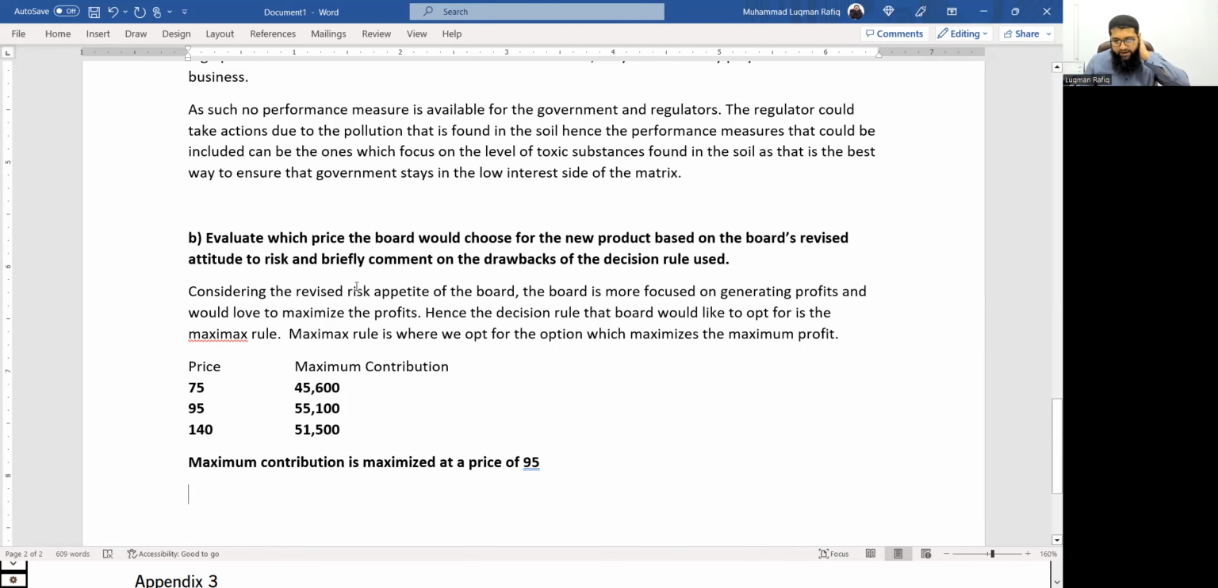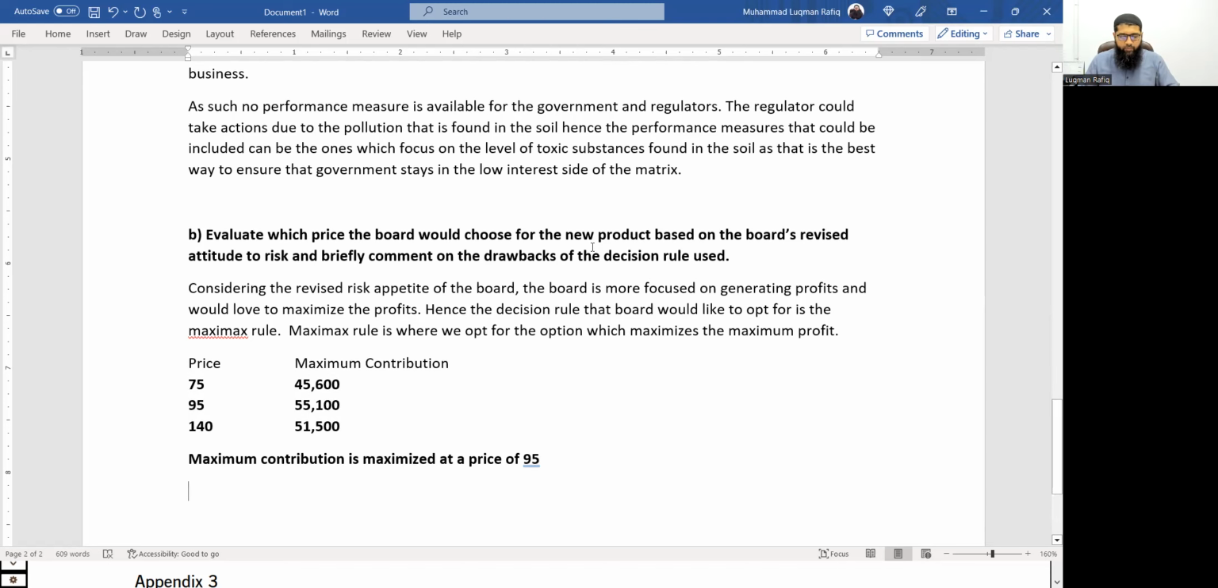What else is the requirement? It says, briefly comment on the drawbacks of the decision rule used. The problems with the maximax rule. What's the problem with the maximax rule? Hello, your inputs, please. What is the problem with the maximax rule? Ignores, probably overly optimistic. Yes.